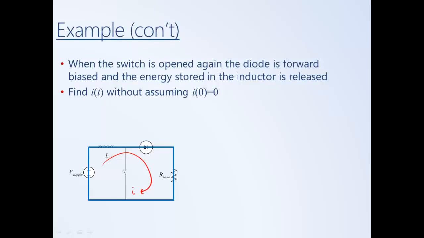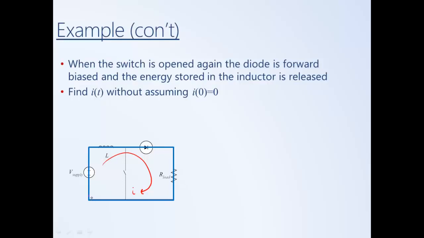But now we can't assume that the current is initially 0 because current was already flowing. Initially the switch was closed, current was flowing through here, energy was building up in the inductor, and so when the switch is opened, there was already current flowing in the circuit. So we can't make the same assumption we did in the previous case. The approach that we'll use for finding I of t is basically the same as we did in the on case though. First we will find the governing equation for this circuit.